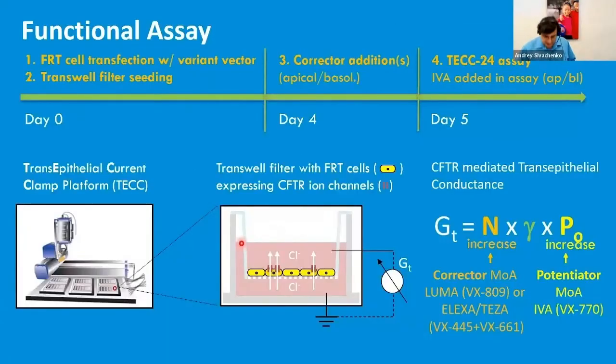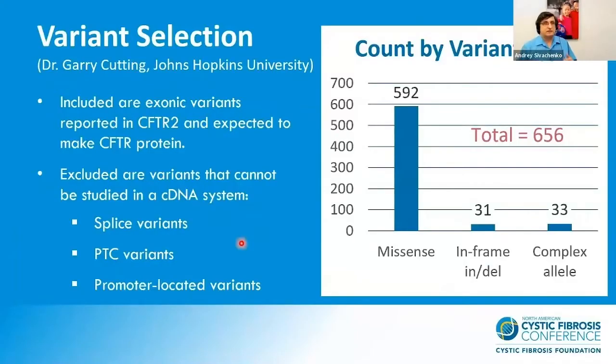So some basic statistics for the Cftr variants selected for this study. Again, since we are using cDNA in our experiments, we cannot possibly test all those 1,500 mutations. We can only look at variants located in the exons. We cannot assess any kind of variants located in the introns, promoter regions. We cannot assess variants affecting splicing, causing premature termination codons.